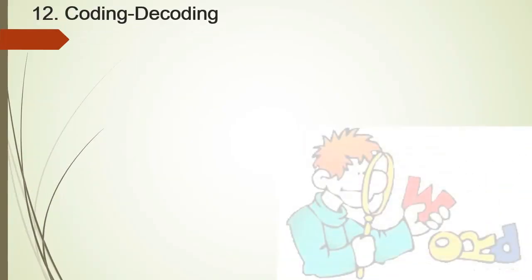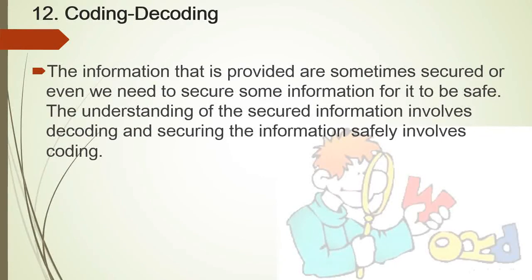Now we will see the 12th classification in logical reasoning, verbal reasoning, that is coding-decoding. The information that is provided is sometimes secured, and even we need to secure some information for it to be safe. The understanding of the secured information involves decoding, and securing the information safely involves coding. Sometimes we have to keep privacy passwords and keep certain documents in a safer way. For this we can use coding, and for identifying different things that are coded we can use decoding.